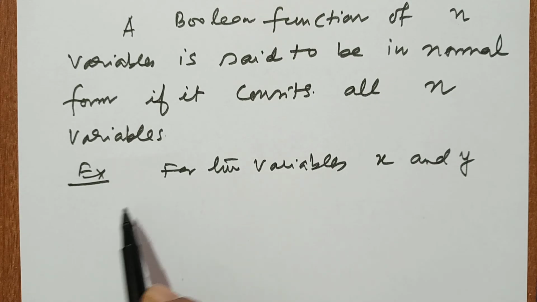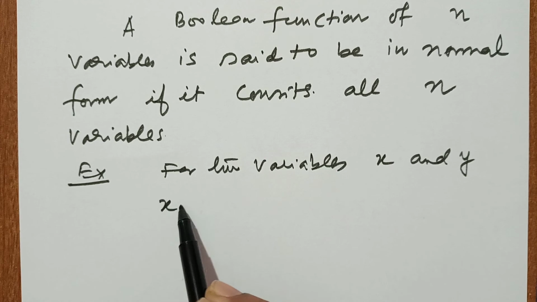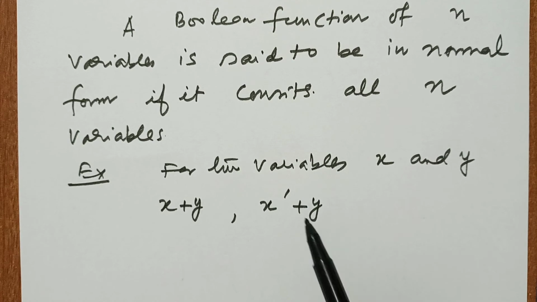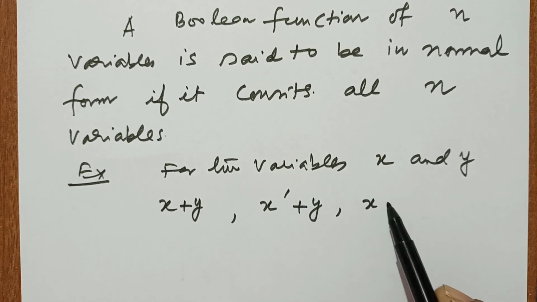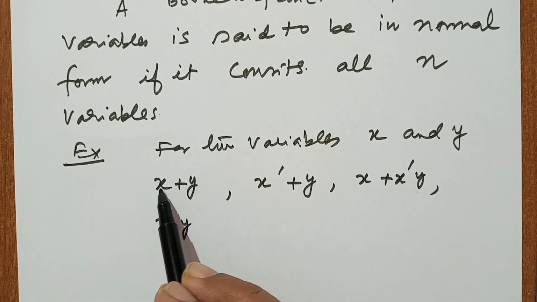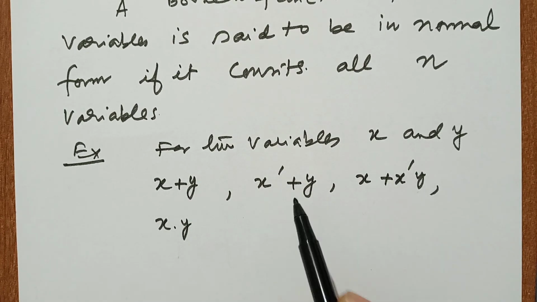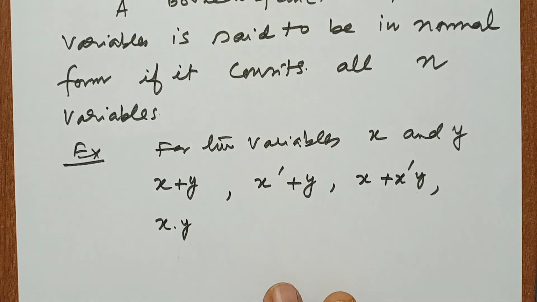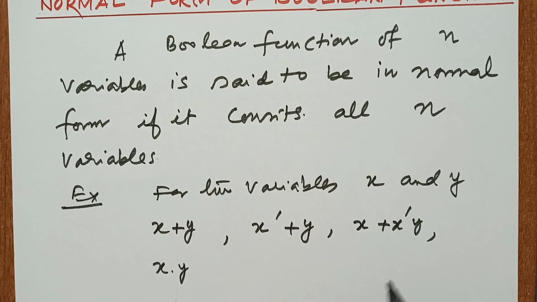So normal form: x plus y or x dash plus y or x plus x dash y or xy. It means this contains both variables x and y, this contains both variables x and y, this contains both variables x and y. It means any Boolean function of two variables consists all two variables. If Boolean functions of three variables, then it consists all three variables.